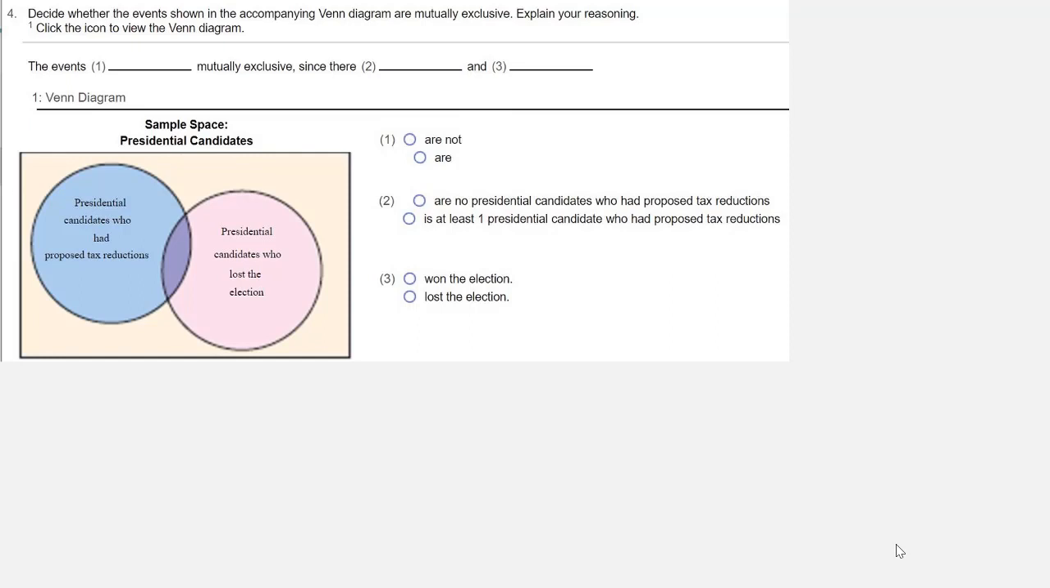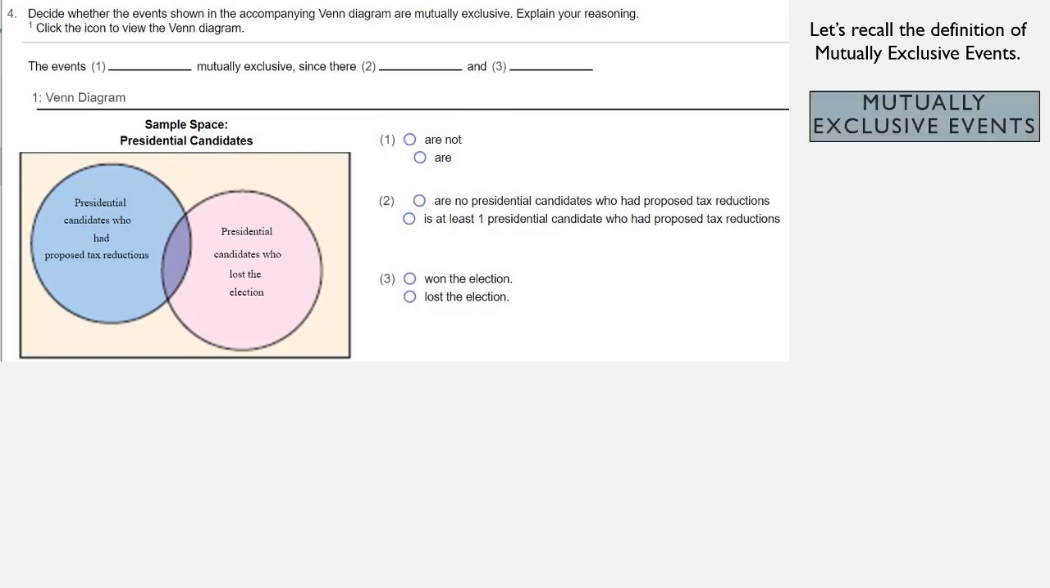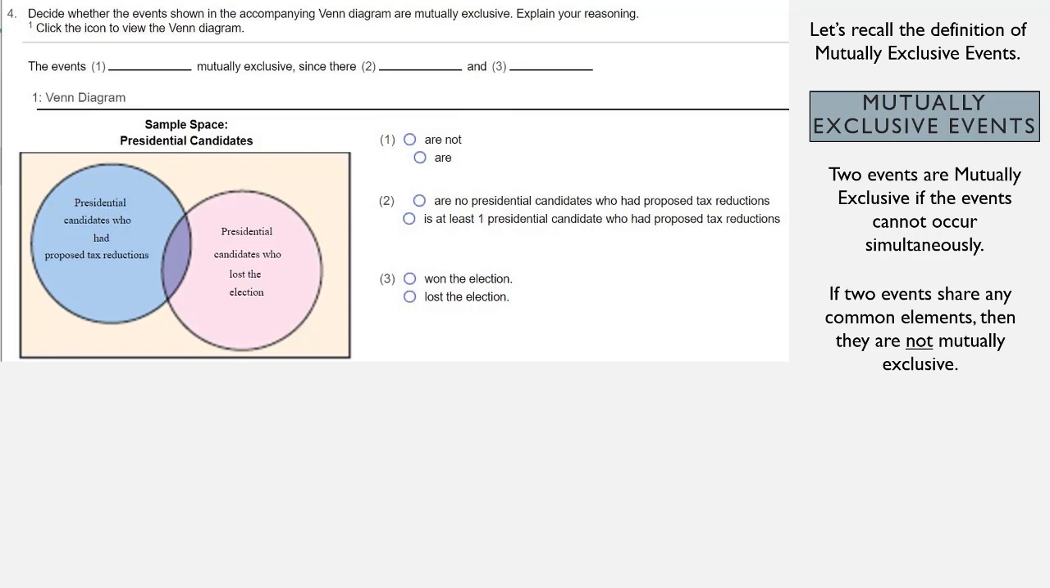So how are we going to make this decision? Well, it all goes back to what it means to be mutually exclusive. So what is the definition of mutually exclusive events? Mutually exclusive events are 2 events that cannot occur simultaneously. And if 2 events share any common elements, then they are not mutually exclusive.